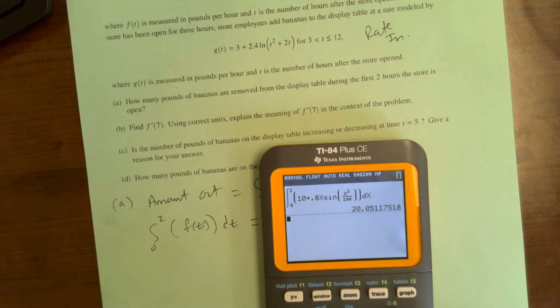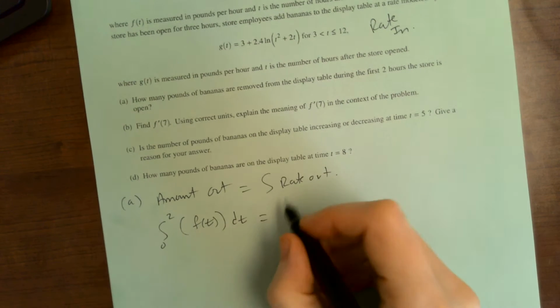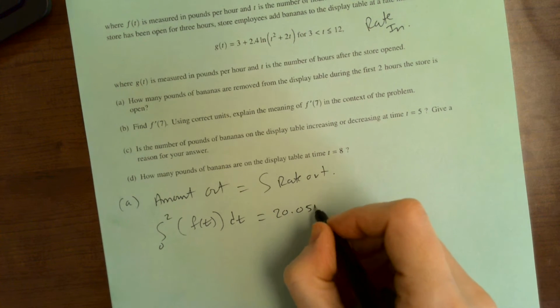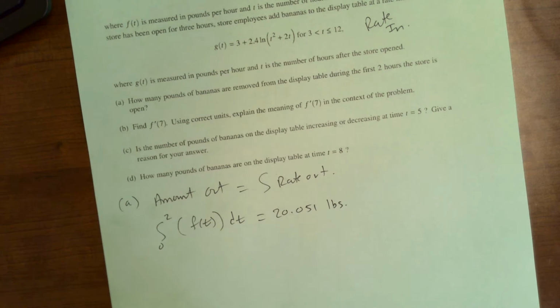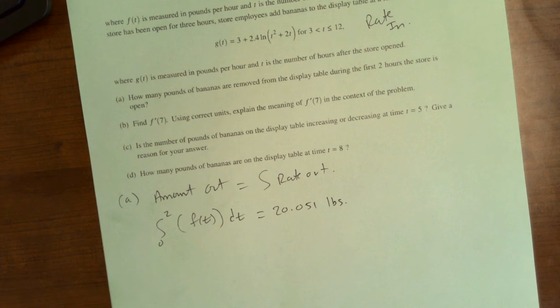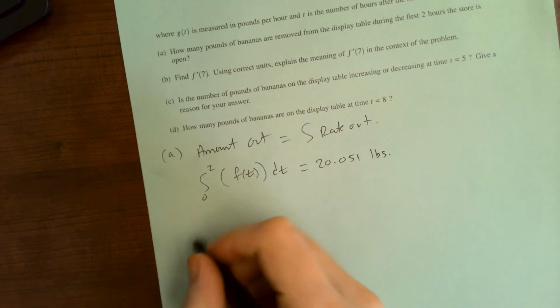Okay, 20.051. So 20.051 pounds of bananas are removed in the first 2 hours. Okay, now part B.